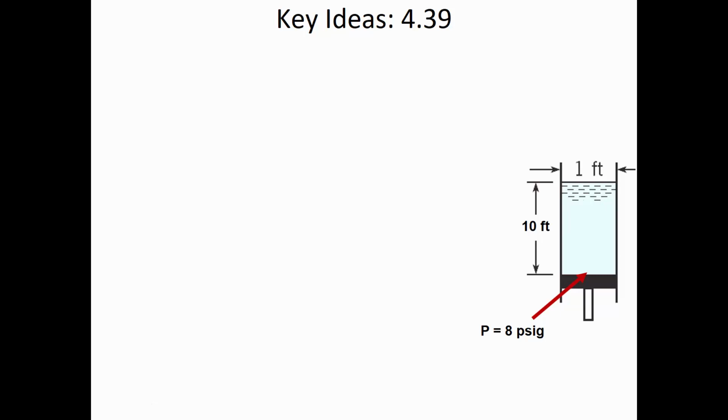PSI, probably everybody knows, right? What's that? Pounds per square inch. And what about G? Gauge. So what that means is that compared to the pressure of the air above the piston, the pressure down at the bottom of the piston is 8 pounds per square inch higher.